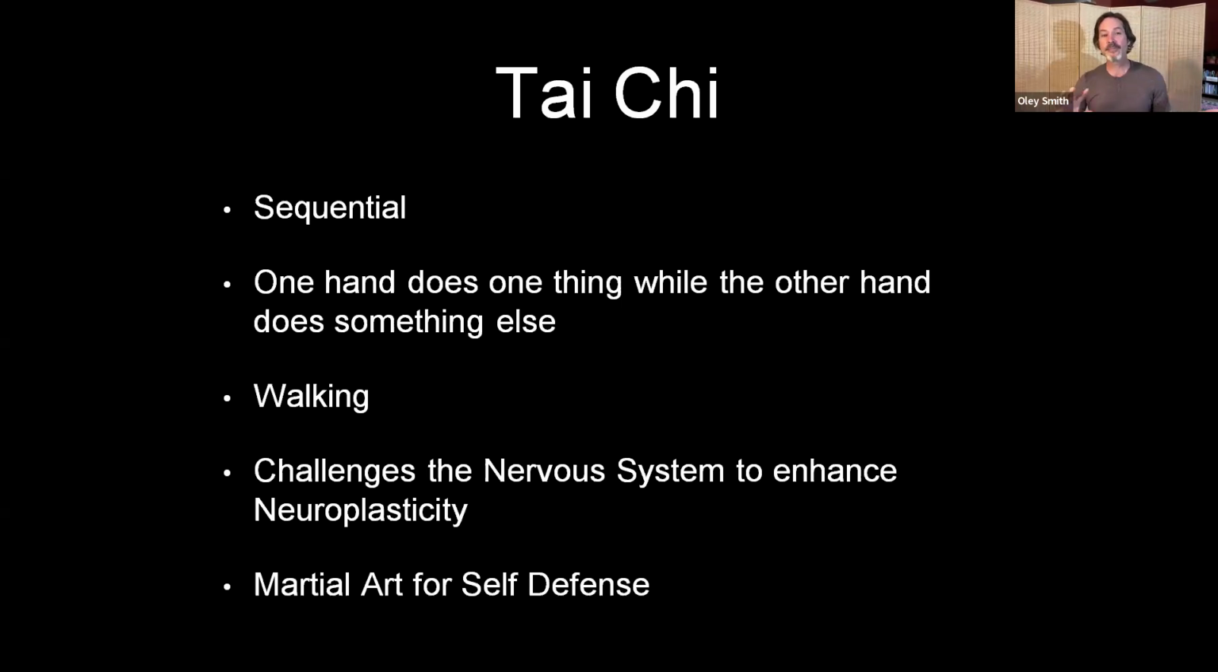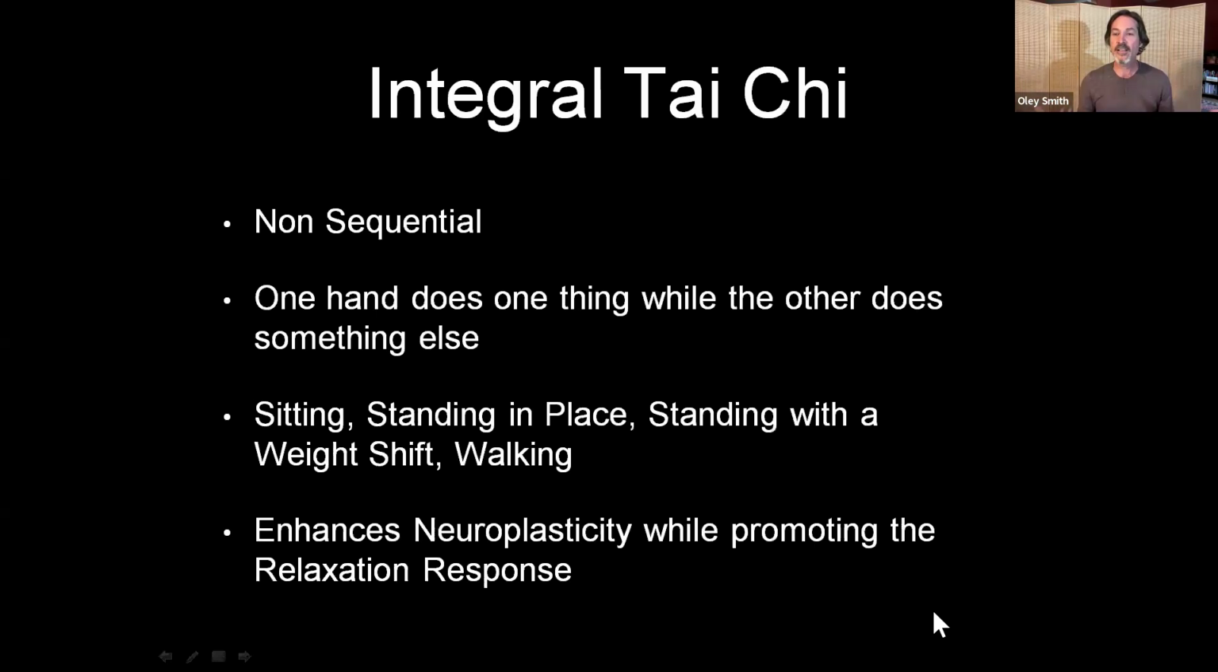So these are some of the differences between Tai Chi and Qigong. Again, just a brief recap: Qigong is non-sequential, Tai Chi is sequential. In Qigong both hands do the same thing, as opposed to Tai Chi, where one hand does one thing and the other does something else. In Tai Chi we're walking; in Qigong we're standing in place. Qigong's more calming, Tai Chi is a little more stimulating. And then we have integral Tai Chi, which is really the focus of what we teach here at the IIQTC.